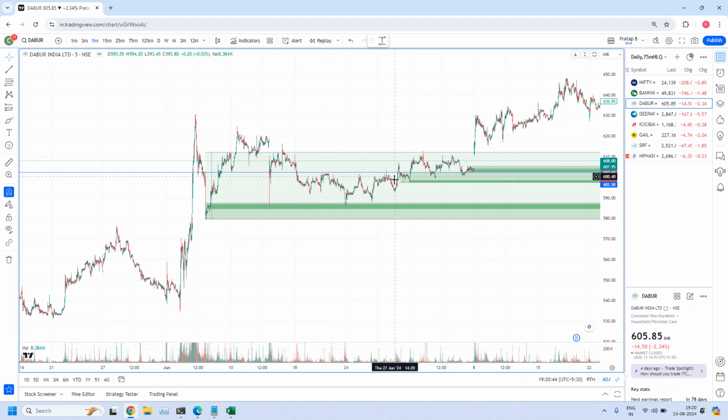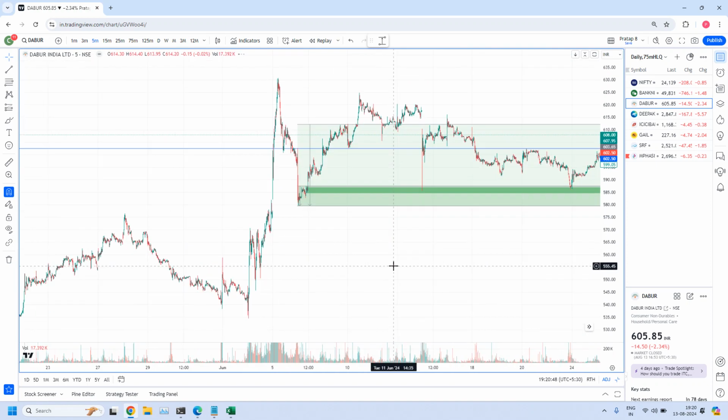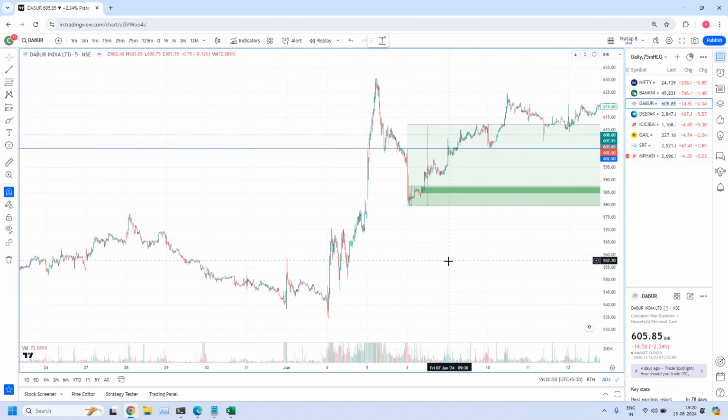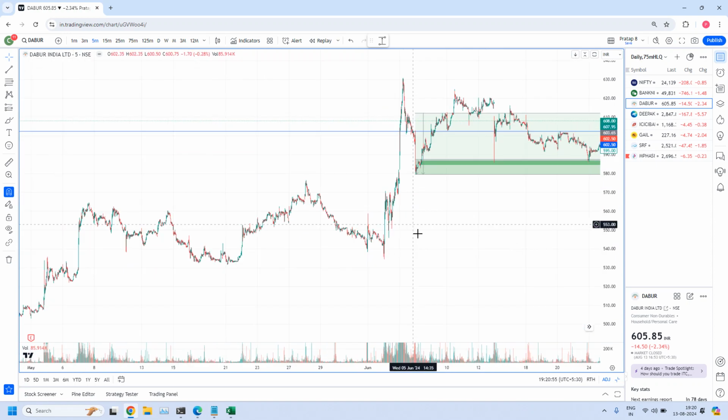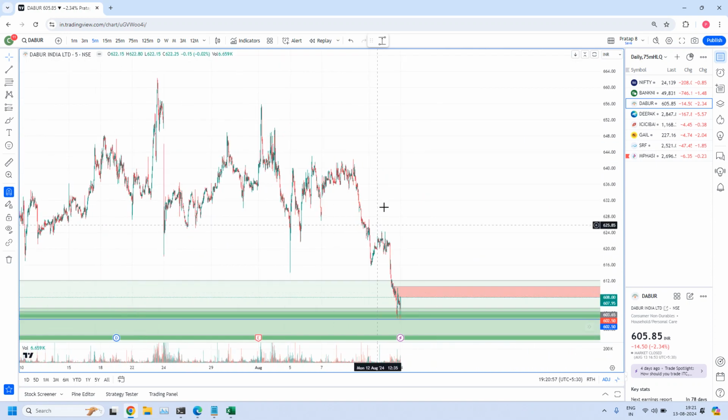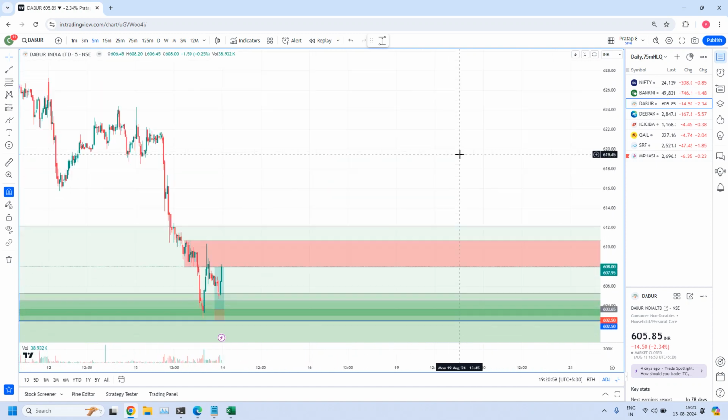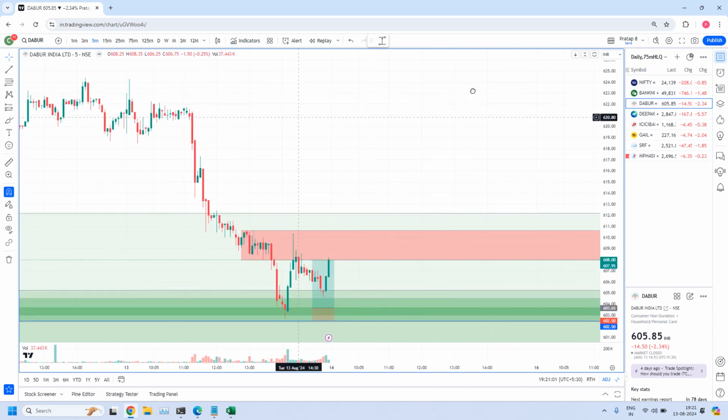If this is violated, next one. If the next one is also violated, the third one. This is the way you can plan the trade. And what happened today? Let's look into that. Today we got a trade.